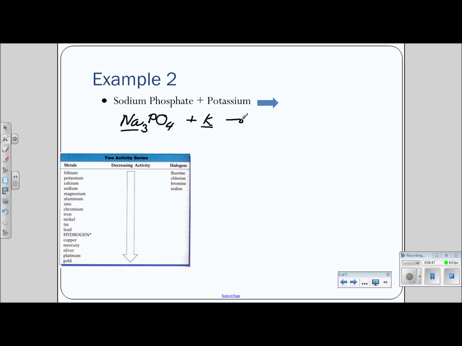And our product will be potassium phosphate, -3, K3PO4 plus sodium. So the single displacement reaction did take place.